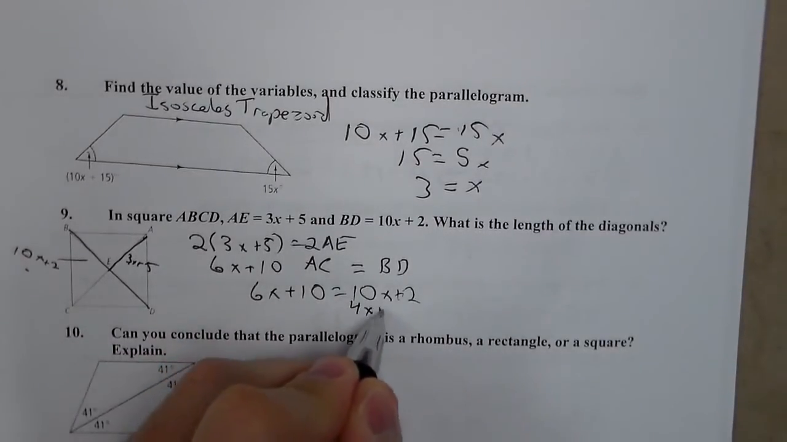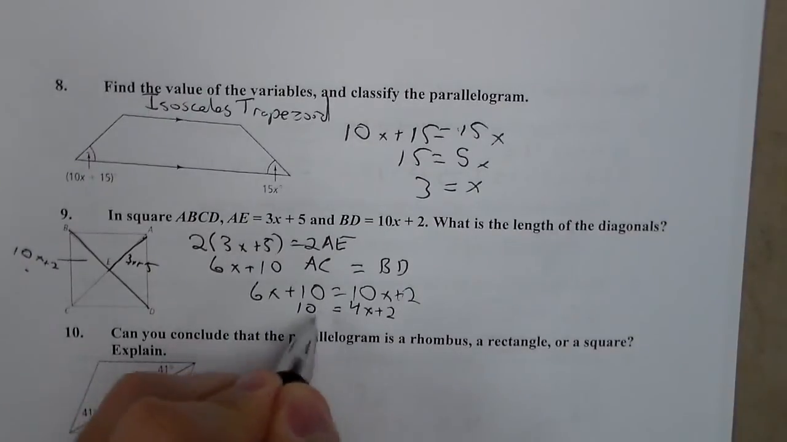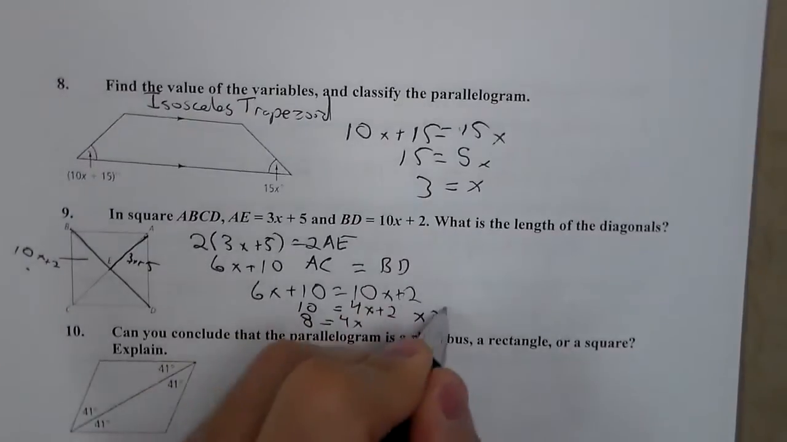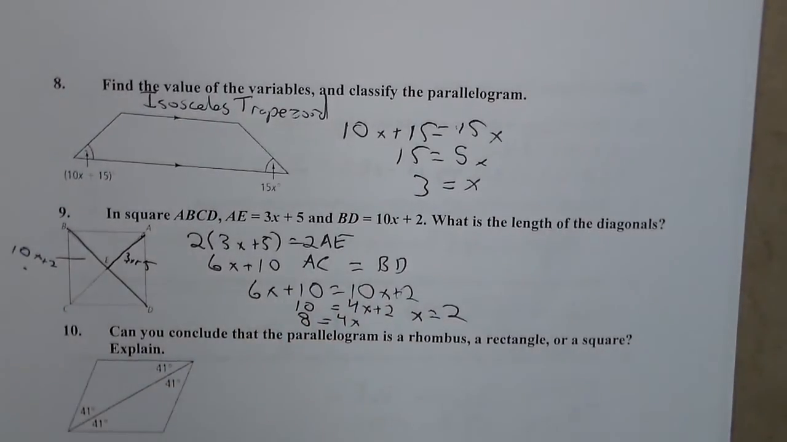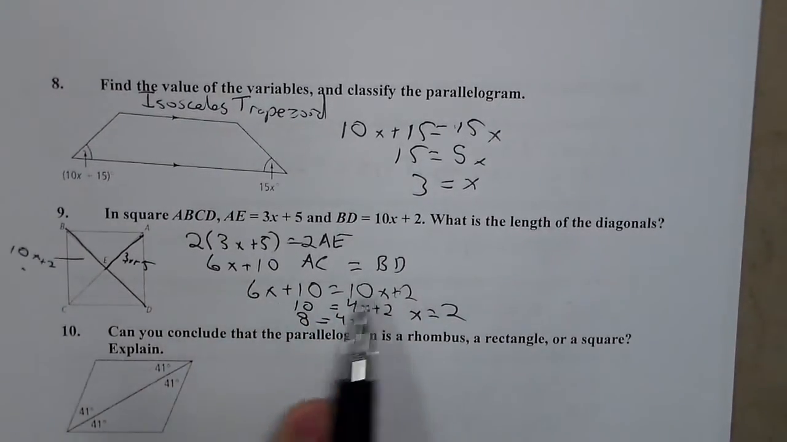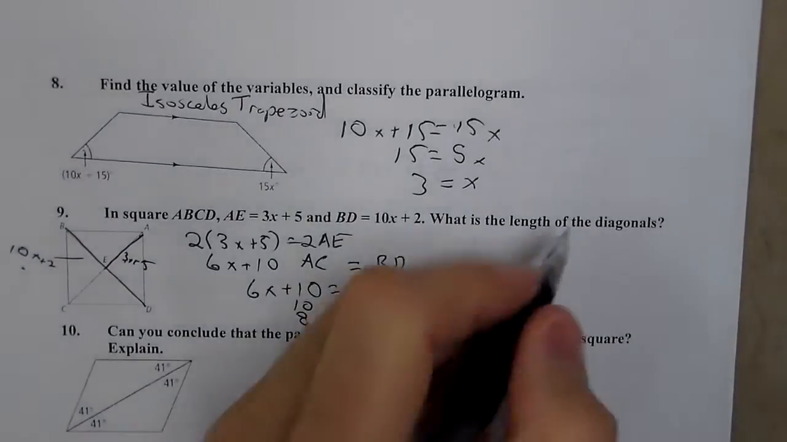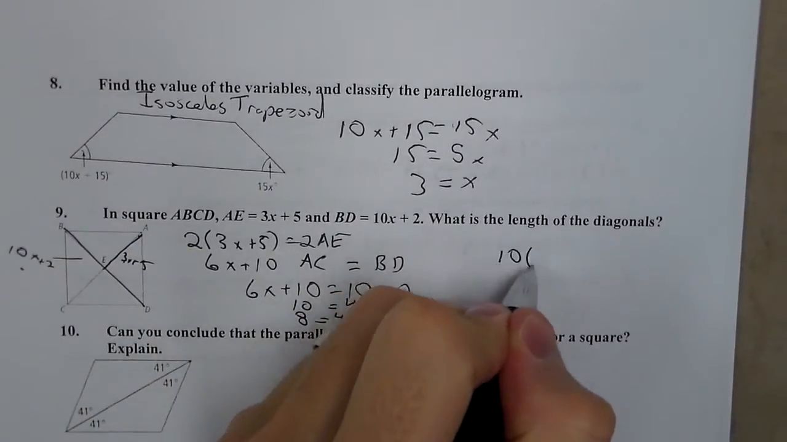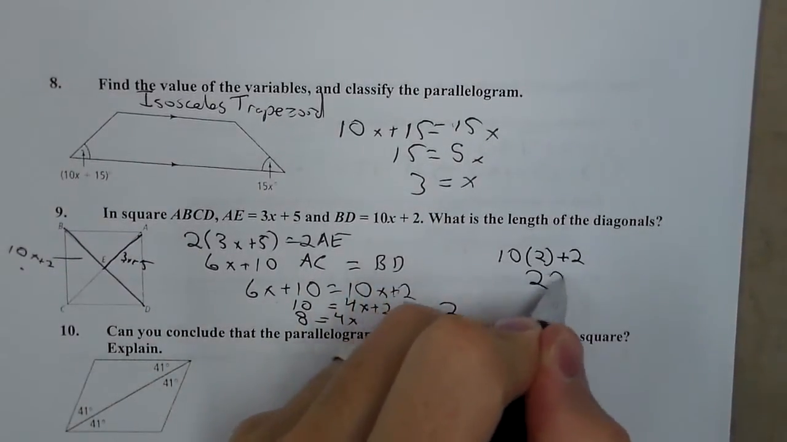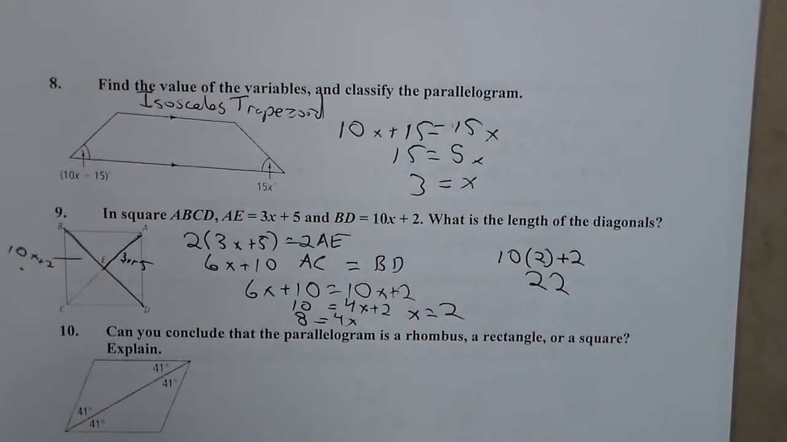Subtract 6x, subtract 2, 4x equals 8. So x equals 2. But they want the length of the diagonals. I can plug that into either of these. I'm just going to plug into there. So that's going to be 10 times 2 plus 2 is 22 units.